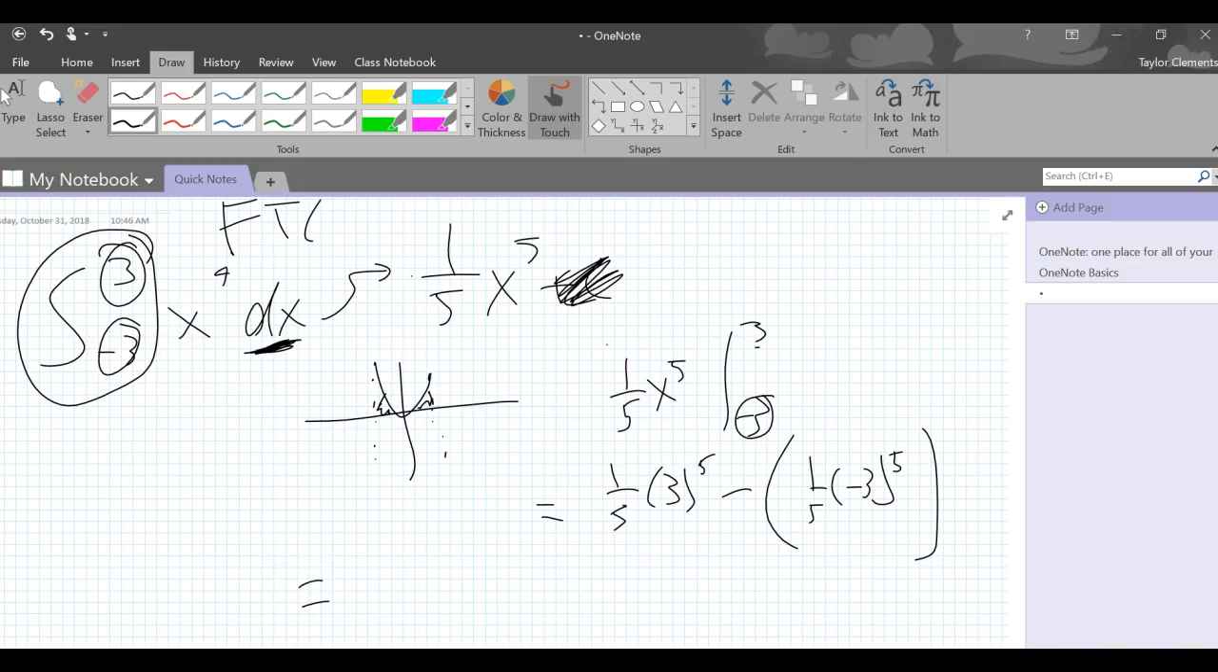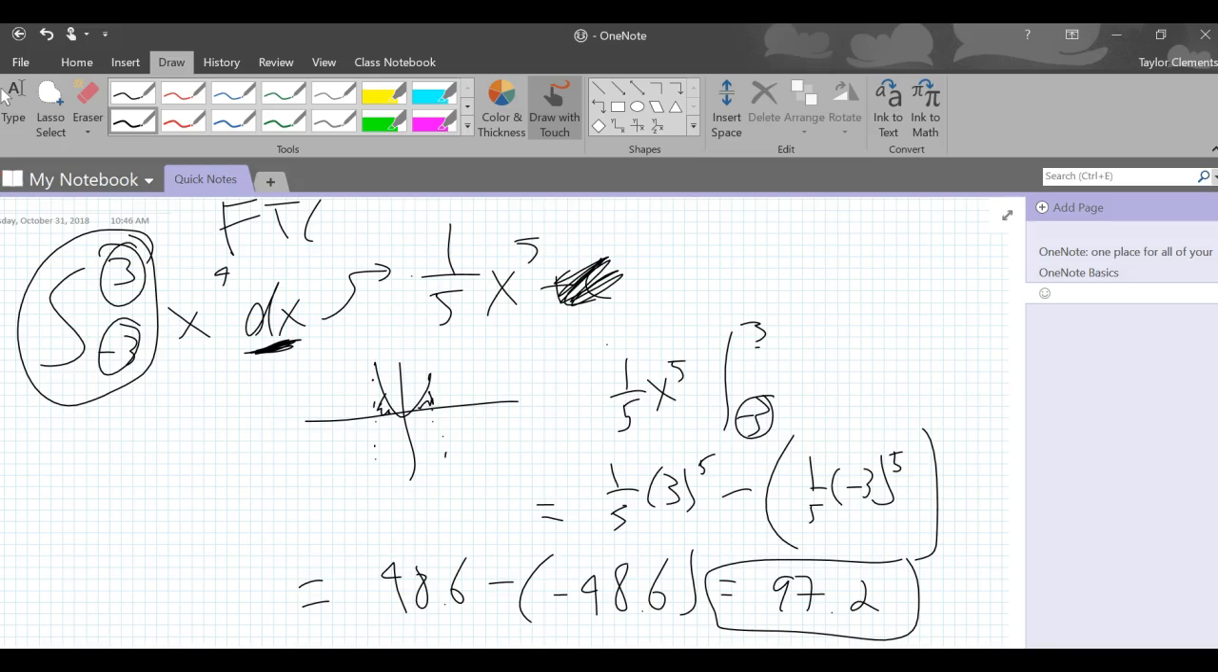And that is going to be 3 to the fifth, divided by 5, 48.6, minus, same thing, but just be careful about your parentheses here, like -3 to the fifth. And that is -48.6. So careful, we're subtracting a negative now, so that means we're adding them. So 48.6 times 2, 97.2. And that's our answer. Again, that's the area under this curve down to the x-axis.